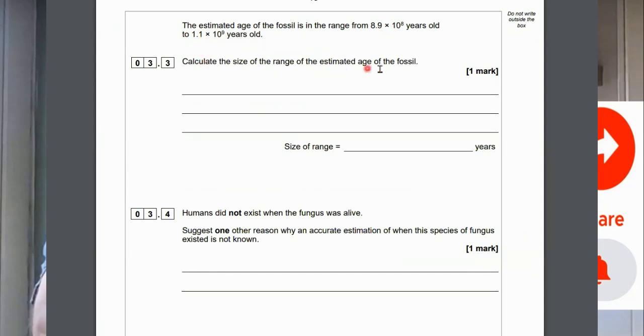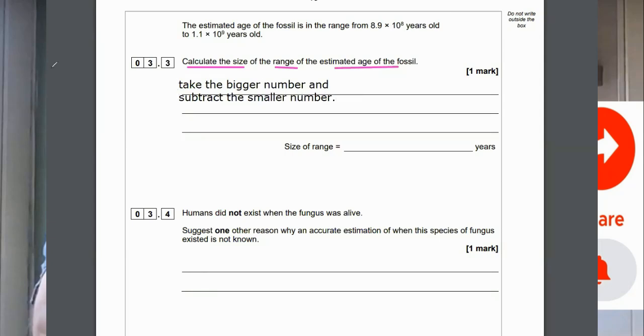Let's look at 3.3. The estimated age of the fossil was in a range from 8.9 times 10 to the 6 years old to 1.1 times 10 to the 9 years old. Actually, that's 8.9 times 10 to the 8. My eyesight's terrible. To 1.1 times 10 to the 9 years old. So calculate the range of the estimated age.